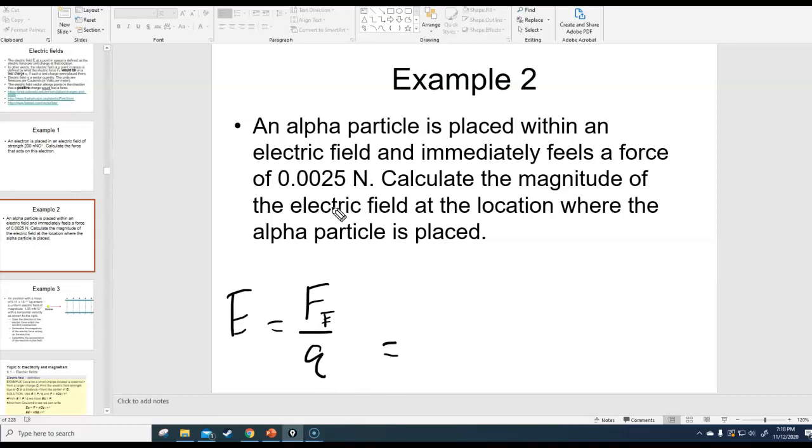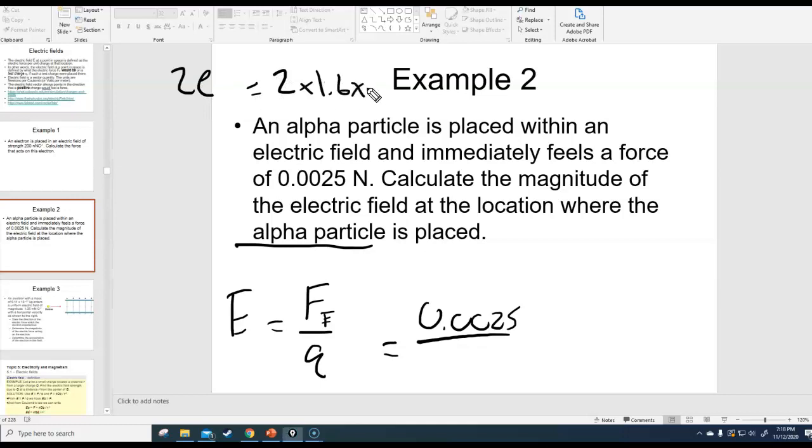So if we put an alpha particle out there, remember an alpha particle is just a helium nucleus, just 2 protons and 2 neutrons. If we know the force, and we know the charge of the alpha particle is 2e, which is 2 times 1.6 times 10 to the negative 19 coulomb, that would be 3.2 times 10 to the negative 19 coulomb. Then we can calculate the strength of the electric field here.